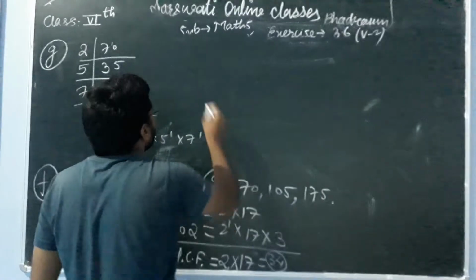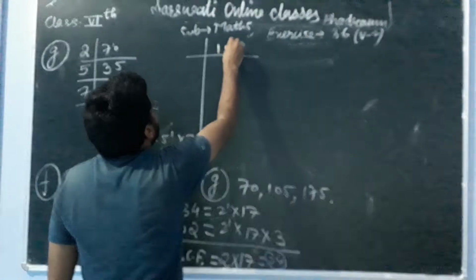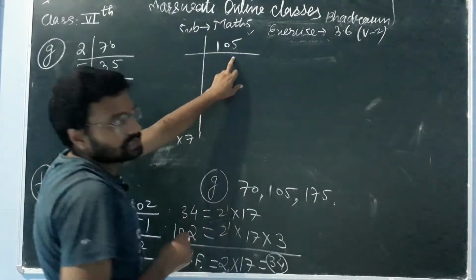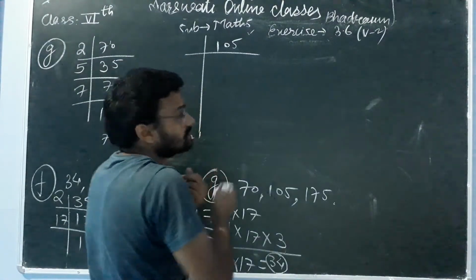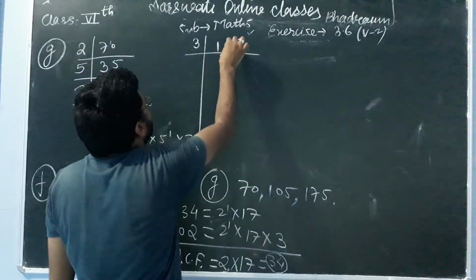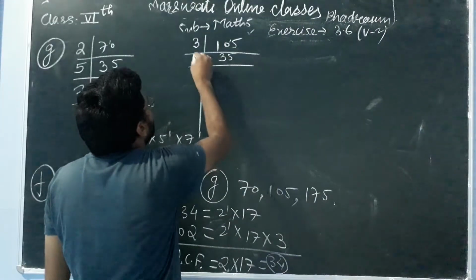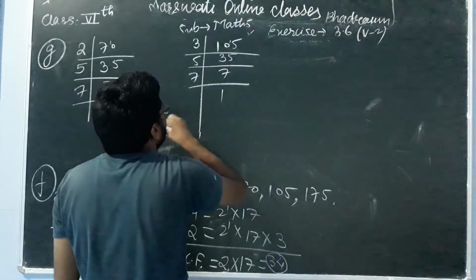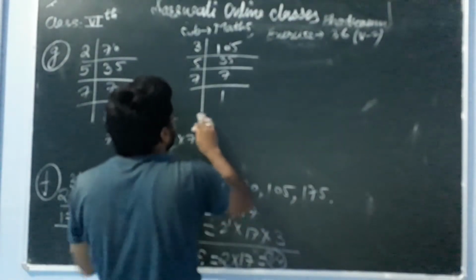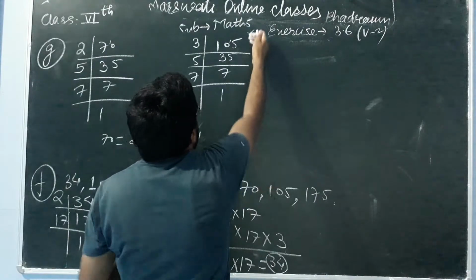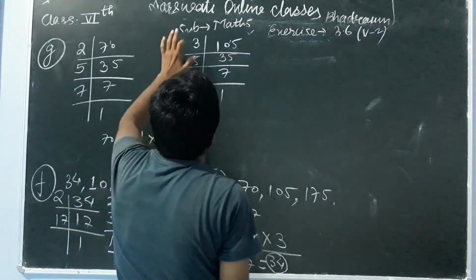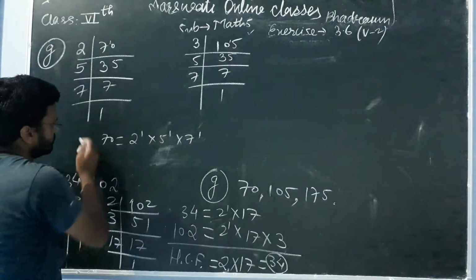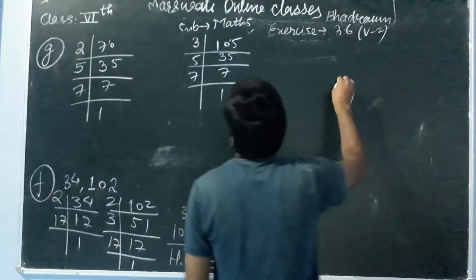Okay, now we will go for 105. Our unit place digit is 5, and the sum of all digits is 6, hence this number is also divisible by 3. So 3 3s are 9. Now this is 15, 3 5s are 15, 5 7s are 35, 7 1s are 7. Okay, so here we are seeing that this number is fully divisible by 3, 5 and 7.